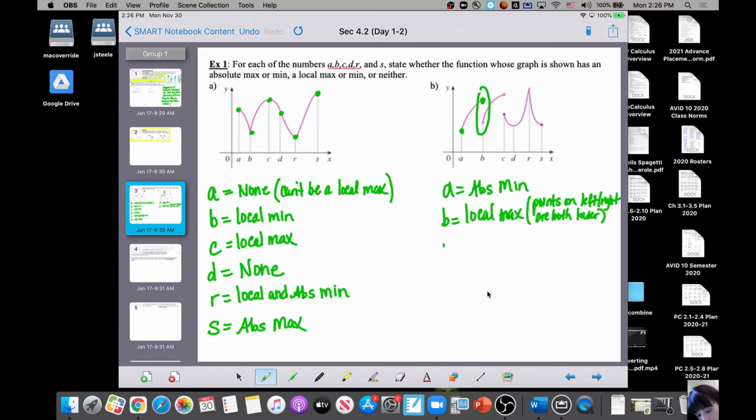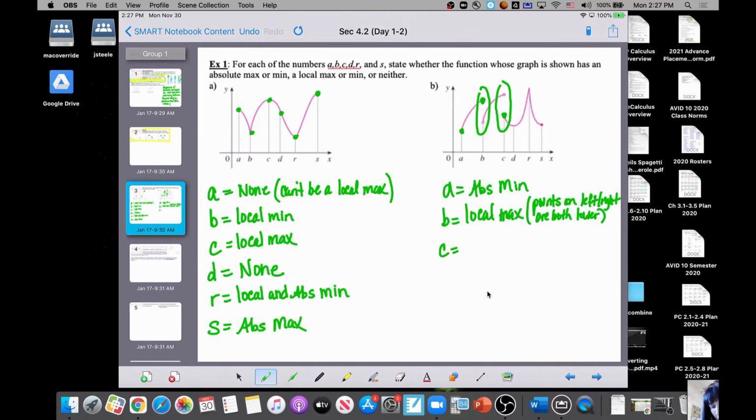All right. Letter C. Okay, now this one is also tricky because here, this is the value of C. It's where the closed dot is, right? So could letter C be a local maximum? Well, values on the left side of C are higher than C. So no, C can't be a local maximum. Values on the right side are lower, but values on the left side are higher.